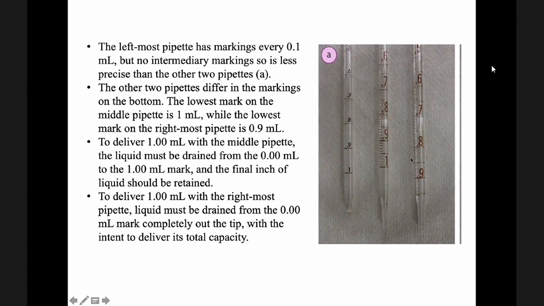Now, what about this one? To deliver 1 ml, the liquid must be drained from the 0 mark up to the tip. So you must blow out, push out the remaining liquid, because this is still part of the volume required to be delivered. Okay? So that is the difference between the two.